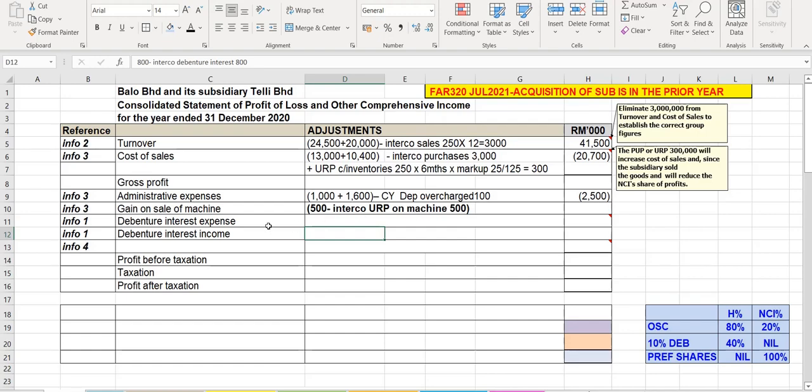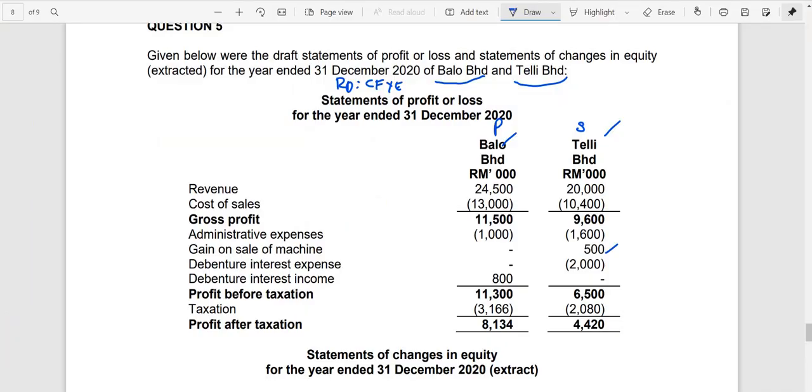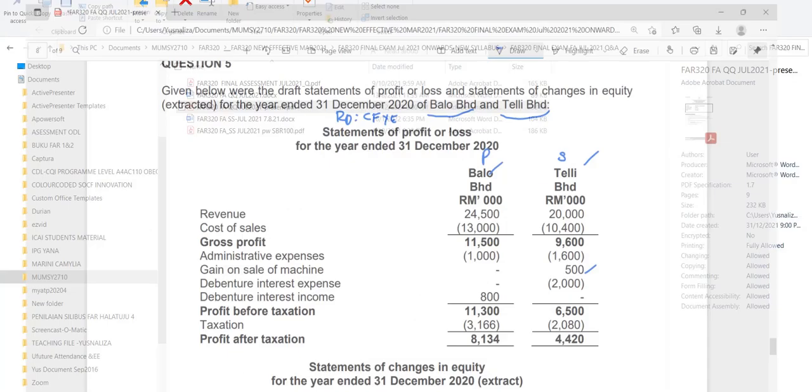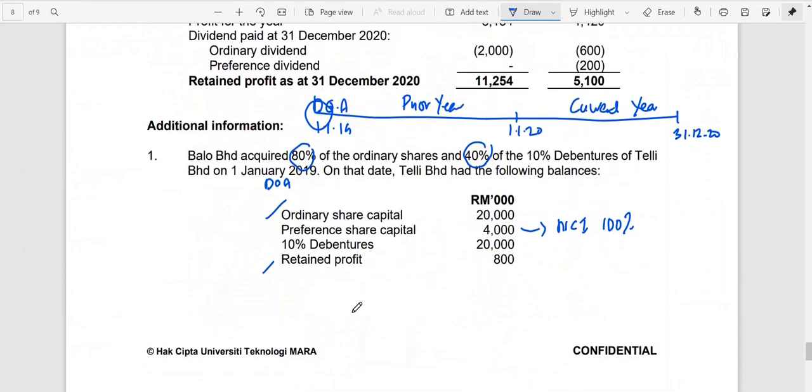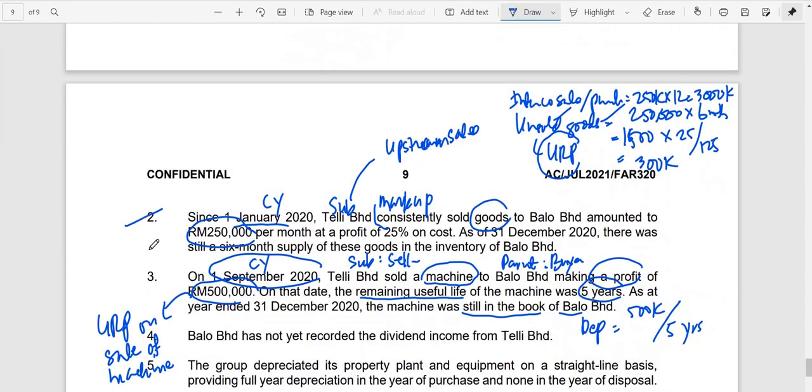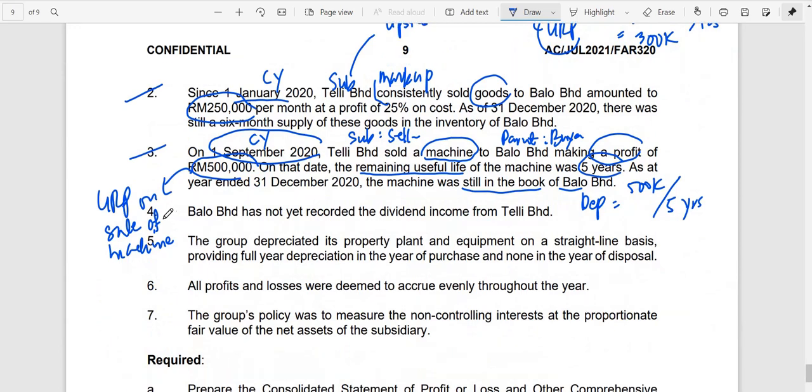If, let's say, there are some other figures there, perhaps you have some excess here, so there will be some amount here, but here there is no amount, right? So therefore the gain on sale of machine is fully eliminated. Next one, we will be looking at the next information, which is, we have done number 2, we have done number 3. Now we look at number 4.